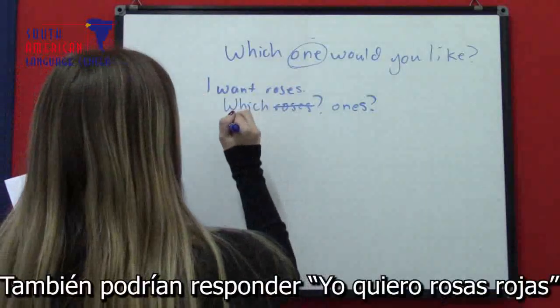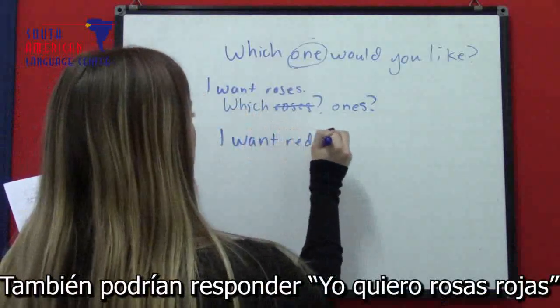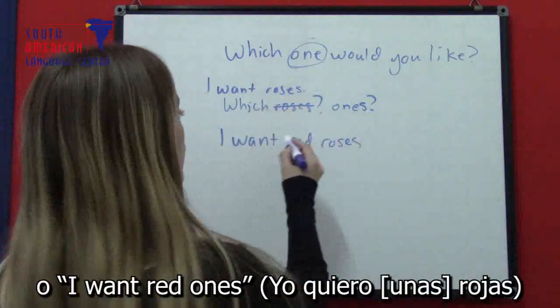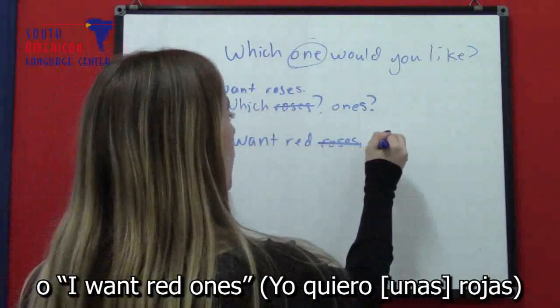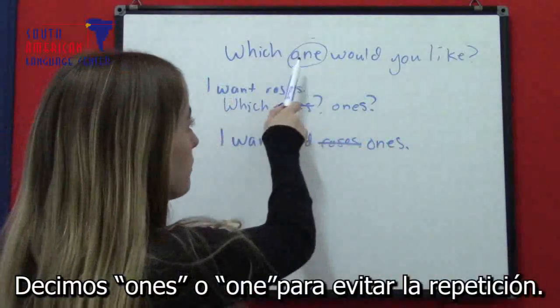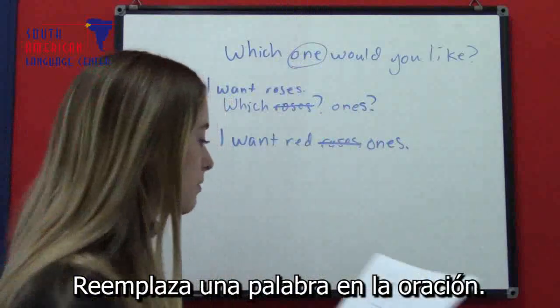You could also respond, I want red roses, or I want red ones. We say ones or one to avoid repetition. It replaces a word in the sentence.